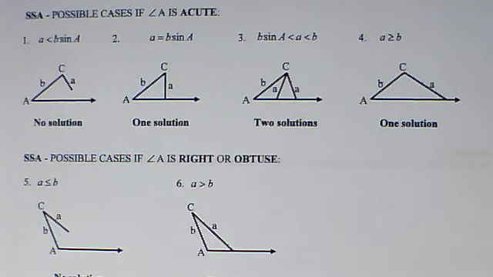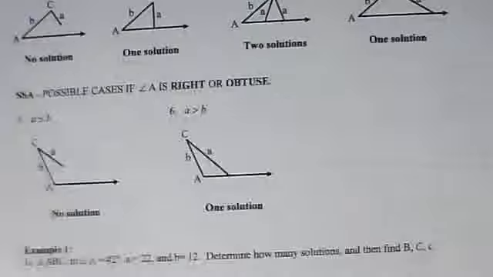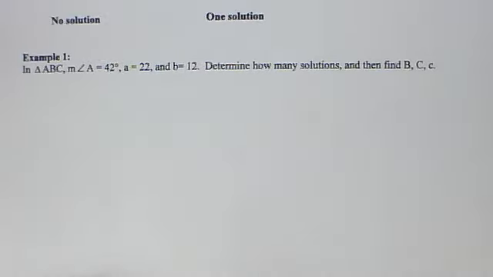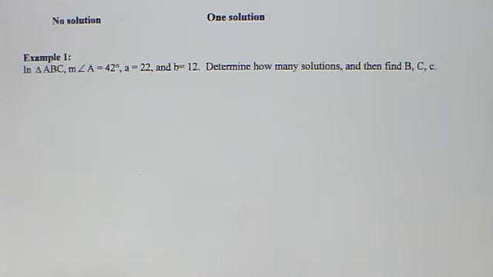First step is to look at your angle and see, is it acute or is it obtuse? Again, this is when you're given 2 sides and an angle. Okay, example number 1. In triangle ABC, the measure of angle A is equal to 42 degrees, side a is 22, and side b is 12. Determine how many solutions and then find angles B and C and side c.